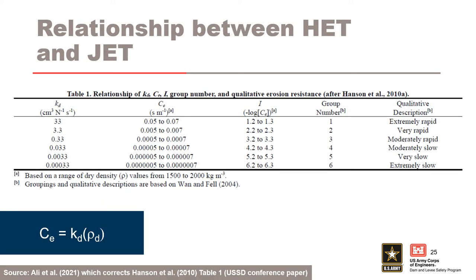As I mentioned before, the mass erosion rate coefficient and the volumetric erosion rate coefficient are related to each other based on the soil density. Here on this slide, you see that relationship between kd and the hole erosion test index for various soil categories and erosion parameter ranges.